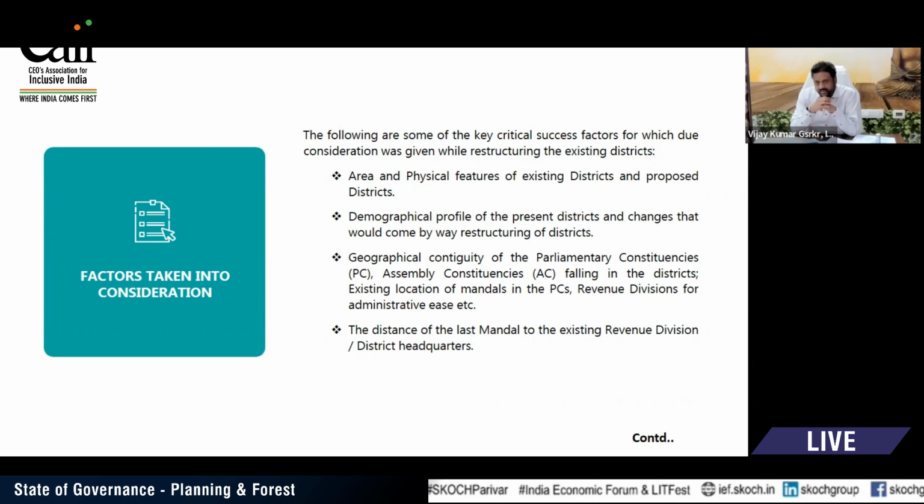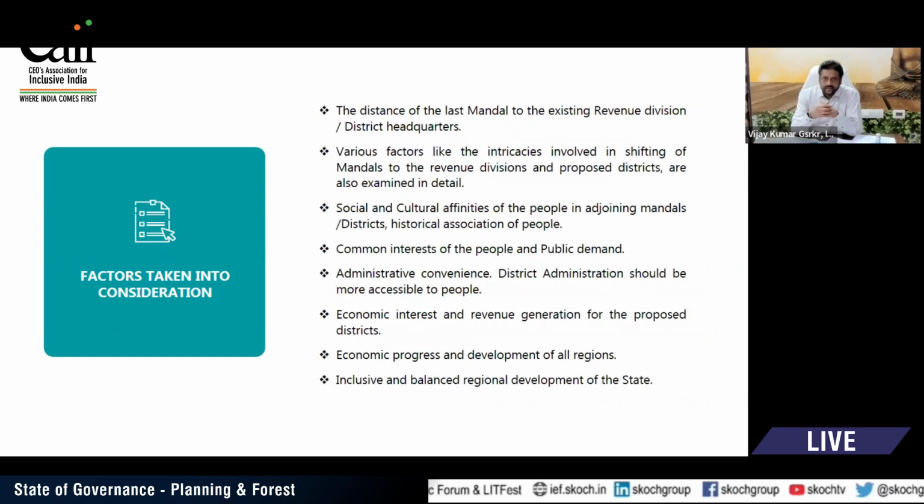We have also considered the distance of the existing sub-district point, that is the Mandal, to the existing revenue division as well as the district headquarters. And this we have taken into consideration while doing the new district formation. Then there are the intricacies involved in shifting of the mandals, that is sub-district, from one revenue division to another, because when we propose new districts, there will be readjustment of the sub-district units. And also new revenue divisions are required to be constituted. So this also we have taken into consideration.